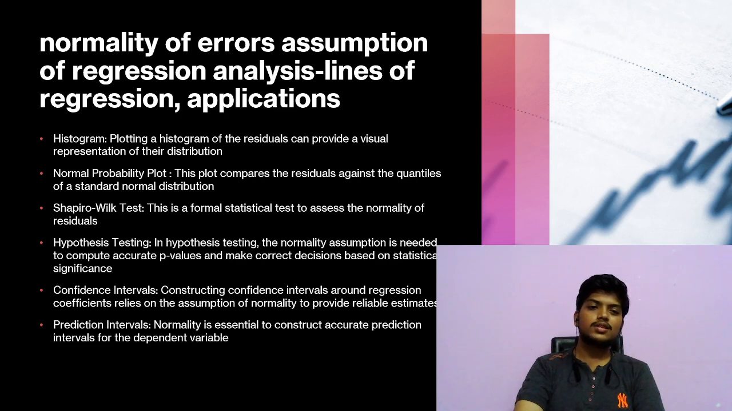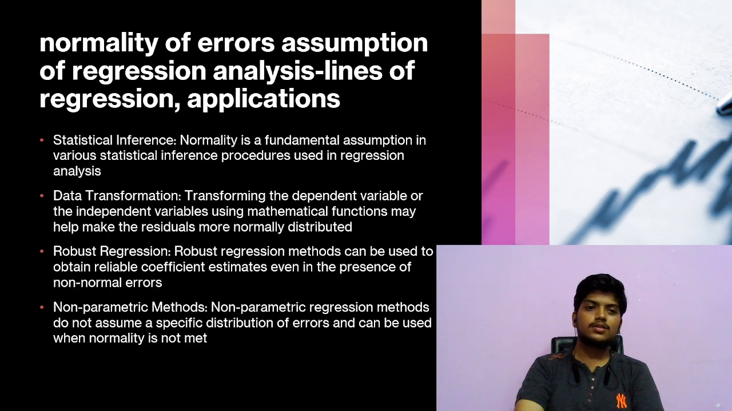Normality distributions: these are the residuals plotted against the quantiles of the standard normal distribution. Tests will be used to assess the normality of the residuals. Hypothesis testing: the normality assumption is needed to compute accurate p-values and make correct decisions based on statistical significance. Confidence intervals around regression coefficients rely on the assumption of normality to provide reliable estimates. Prediction intervals: to construct accurate prediction intervals of the dependent variable.